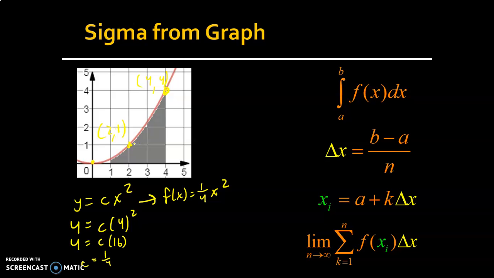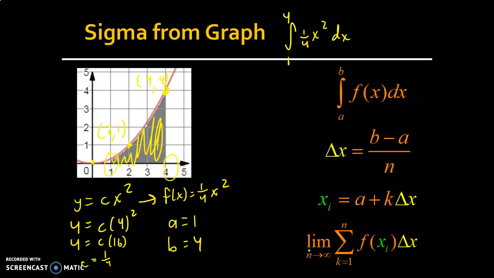You get the same answer if you plugged in the point 2, 1. 1 equals c times 2 squared, so you'd get 1/4. So that's my function. And again, my limits in this case are 1 and 4. So essentially, this area that's shaded here is the integral from 1 to 4 of 1/4 x squared dx. And I'm trying to write it using sigma notation instead of integral notation.